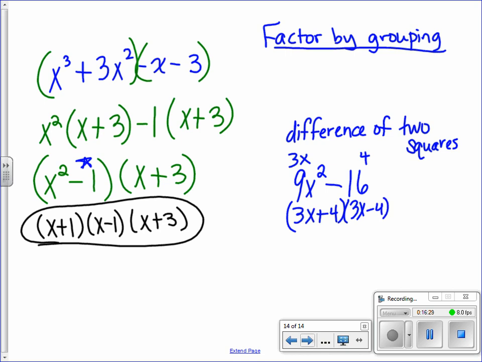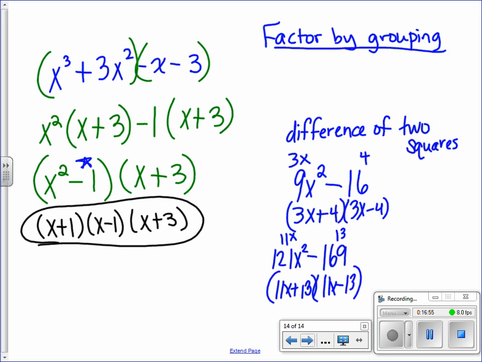So keep a lookout on those. They'll save you some time. They can be huge numbers, like 121x squared minus, I don't know, like 169. That square root is 11x. That square root is 13. It's going to be 11x plus 13, 11x minus 13. So basically, you just write both ways. It's such a shortcut. And it's a shortcut that works.